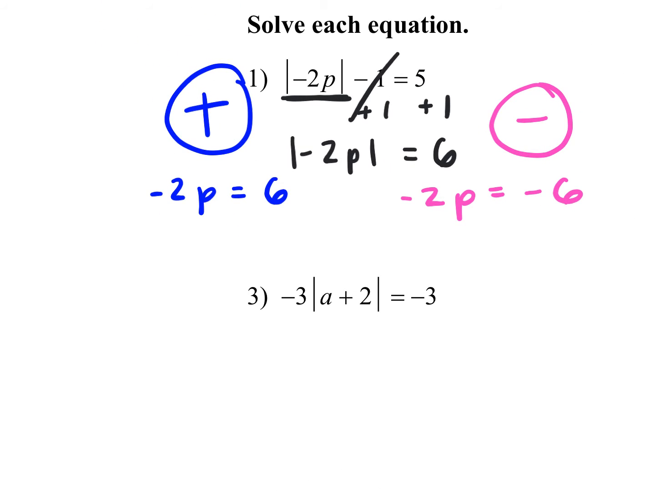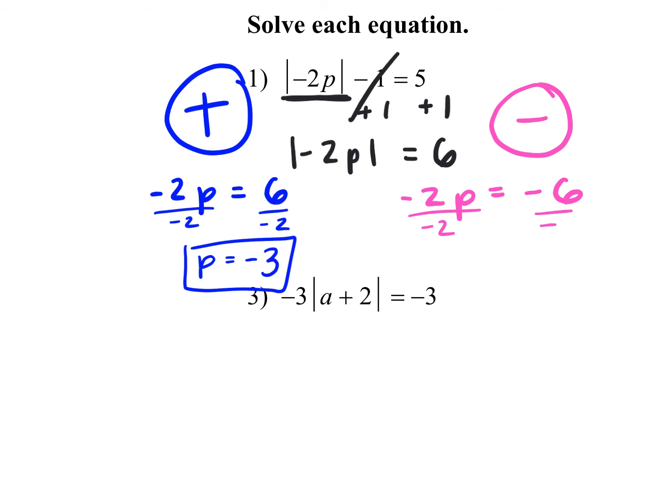So Felipe, what should I do next? After that, you should divide by 2. Awesome. Divide by -2. -2 on the left side and just 2 on the right side. So what's 6 divided by -2? -3. Perfect. So that's one of my answers. And then I do the same thing for my other equation. Divide both sides by -2. So what's -6 divided by -2? +3. So those are my 2 answers.